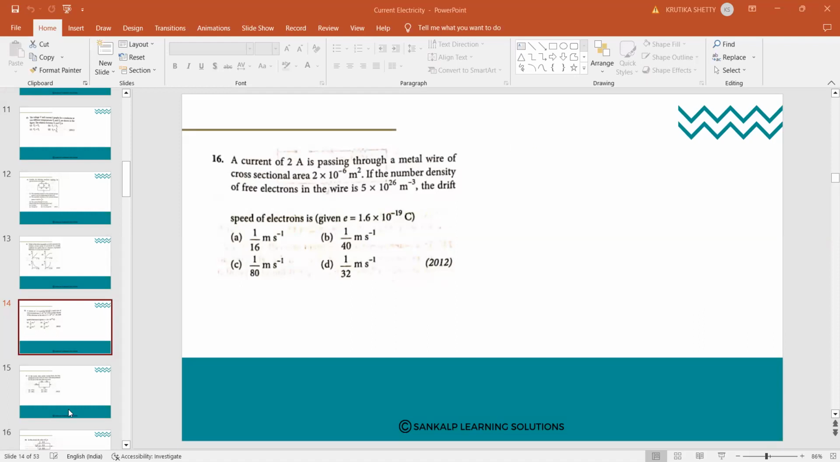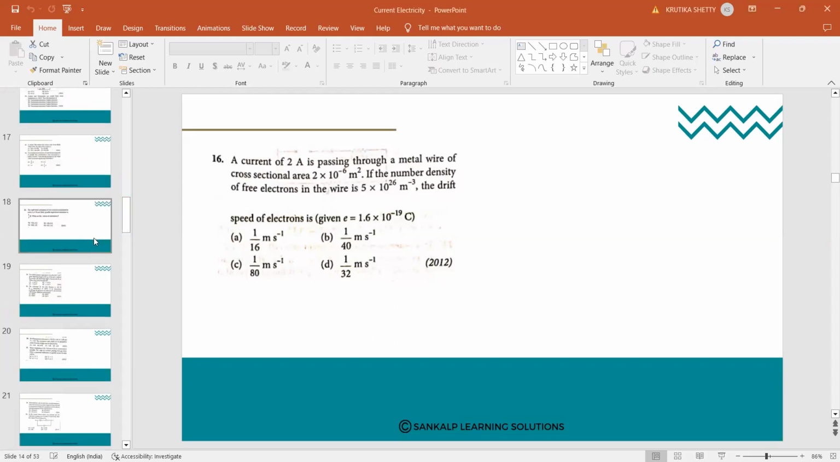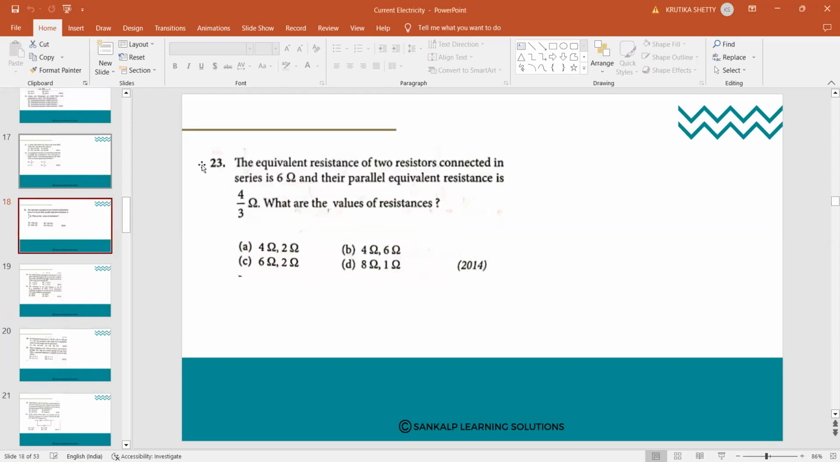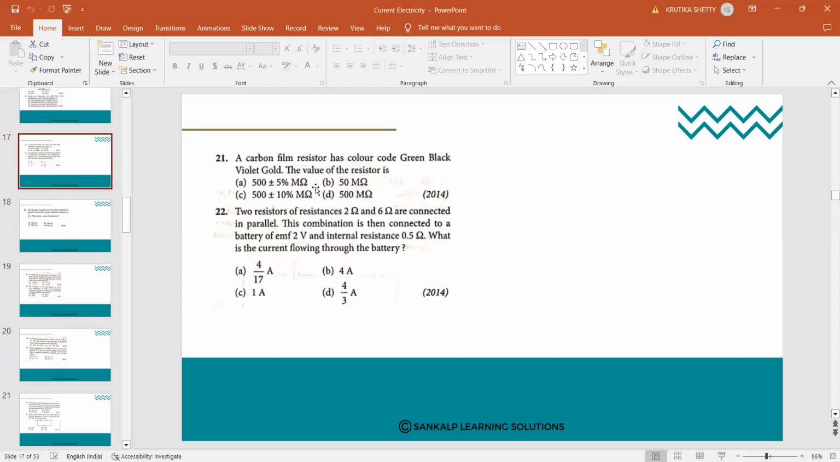Next, two more questions we will see for today's class. Then we can finish it. So 22 is based on the color code.